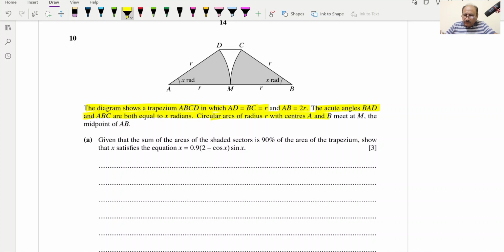Circular arcs of radius R with centers A and B meet at M, the midpoint of AB. Part A: given that the sum of the areas of the shaded sectors is 90% of the area of the trapezium, show that x satisfies the equation x is equal to 0.9 into (minus cos x into sin x). This is the 3 marks part.